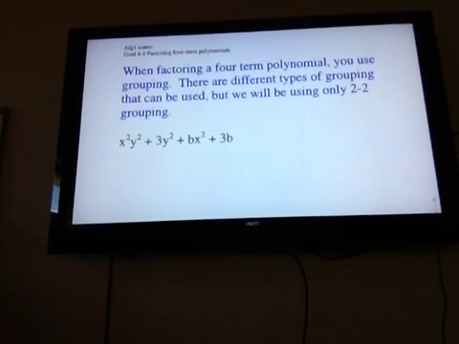So 4-term polynomials now. We started with 2, and then 3, and now 4-term polynomials. There are, that I can think of, 3 different types of grouping that you can use, but we're just going to do one kind. It's not officially called this, but we're going to use 2-2 groupings, where we take 2 and group them, and then take the other 2 and group them, for a total of 4. There is a 3-1 and a 1-3, but we're going to stick with 2-2 grouping.